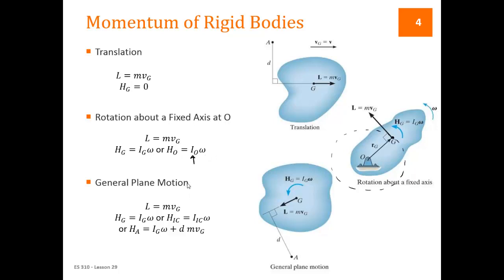In general planar motion, we still have our translational momentum equal to m vG, and we have our rotational momentum, which is the same as before, HG equals IG omega. Or if we have a fixed center of instantaneous zero velocity, we can use that as our fixed center, and we have IC omega. Or any general point A can also be used if we use the expression IG omega plus d m vG, or the distance times the linear momentum of the center of gravity.